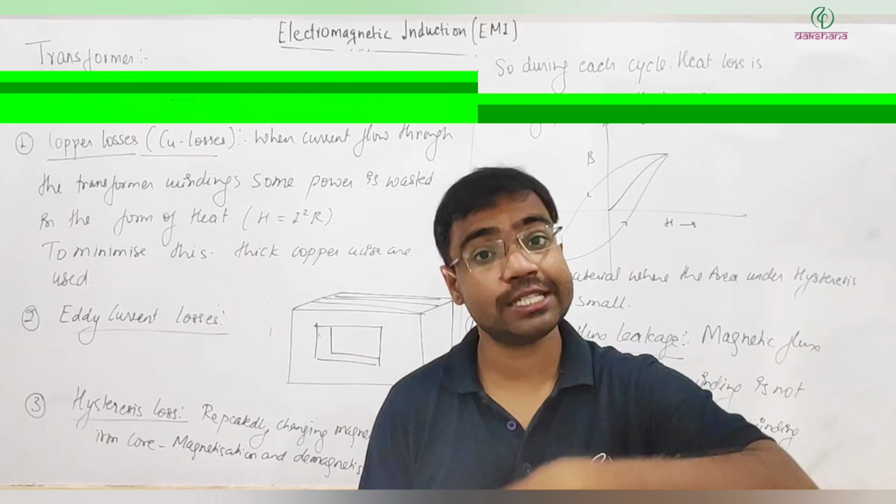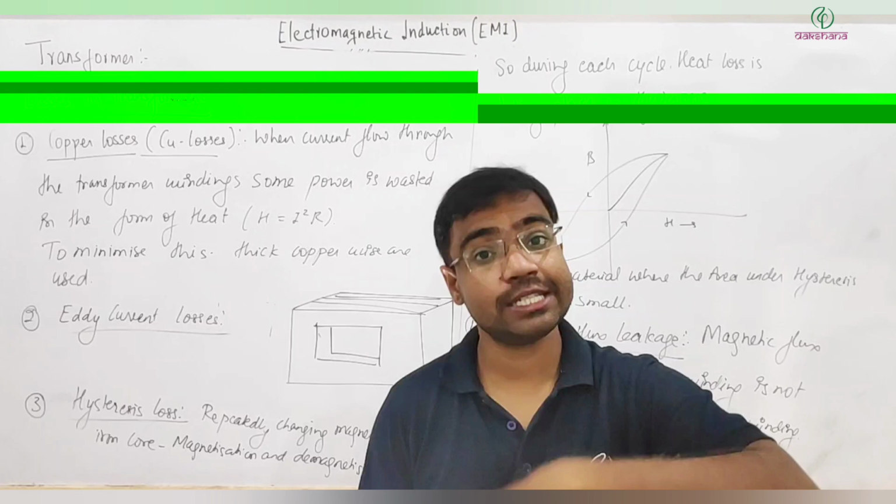Even when we are using strips or sheets of iron, there is still some eddy current loss. We can reduce this by using, instead of a thick iron core, strips that are laminated, so they are not connected to each other electrically. This way the eddy current losses can be reduced. So instead of using this thick core, we actually use very thin strips.